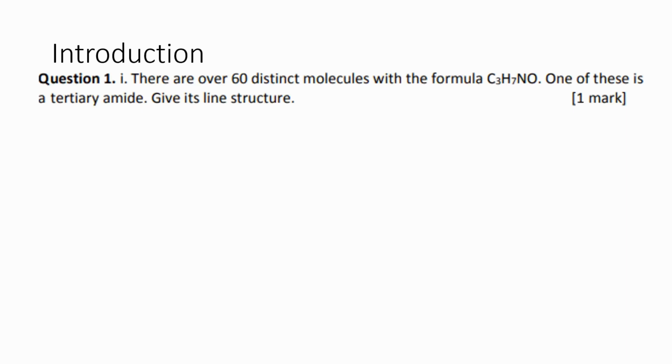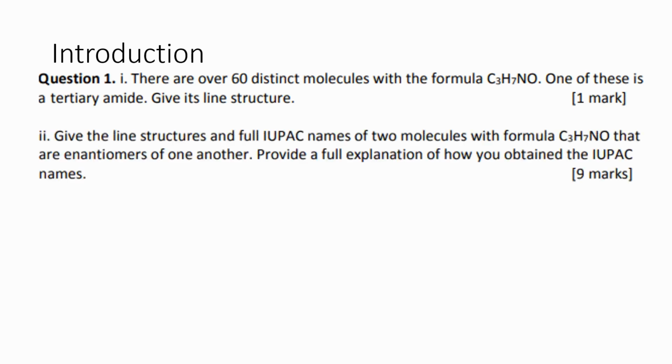In this brief presentation, I'll attempt to answer the following three-part question. Part 1. There are over 60 distinct molecules with the formula C3H7NO. One of these is a tertiary amide. Give its line structure.